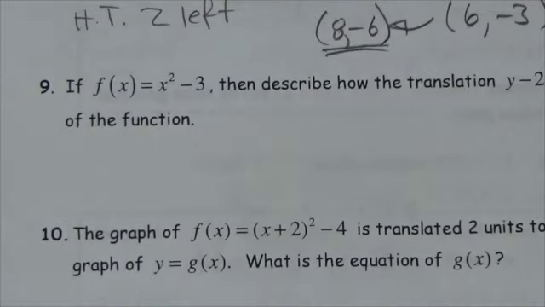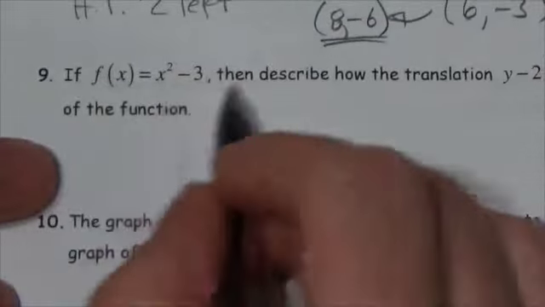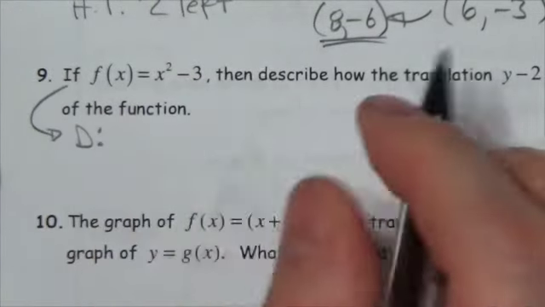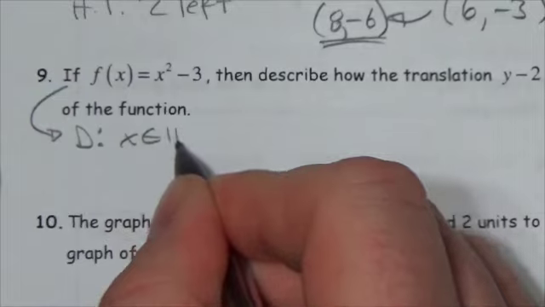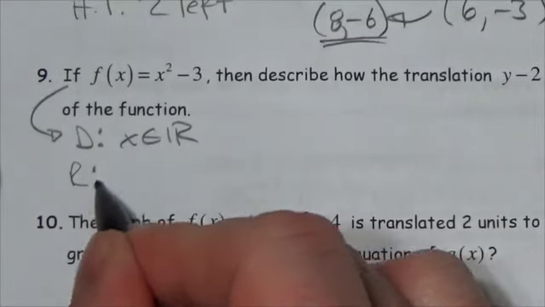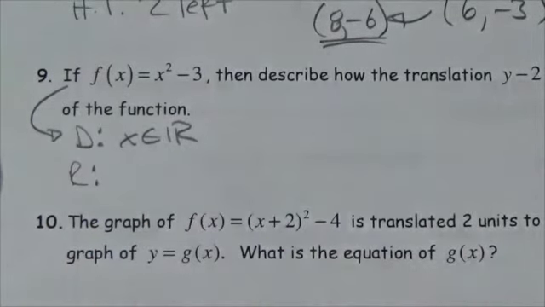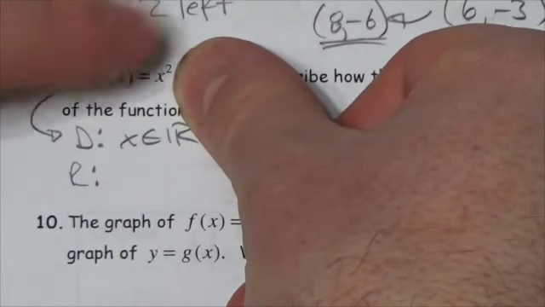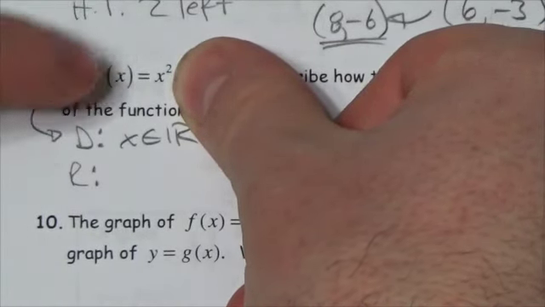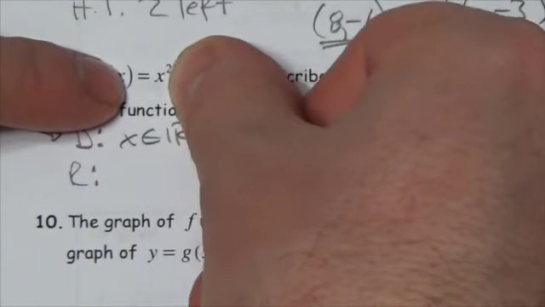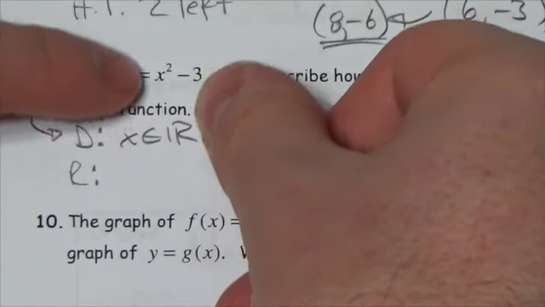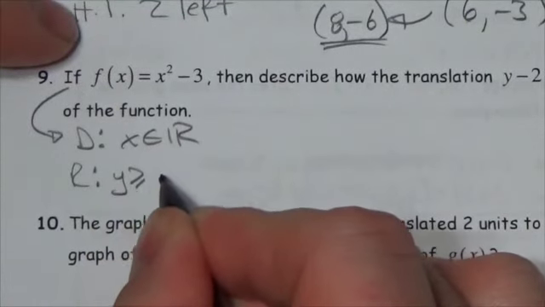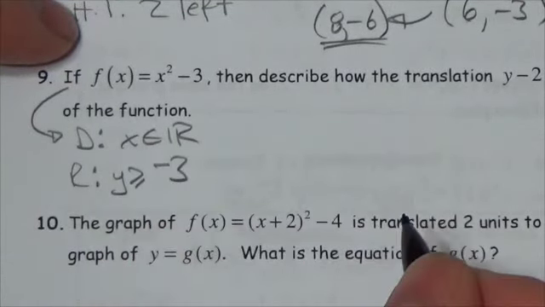In order to figure out how that works here, I need to know what the domain and range are for the original. Fortunately, this is just a simple quadratic, so I know that the domain will be all reals. The range, well, if I drop the -3 here, the range will be greater than or equal to 0. This translates 3 units down. So instead of being greater than or equal to 0, this is now greater than or equal to -3.